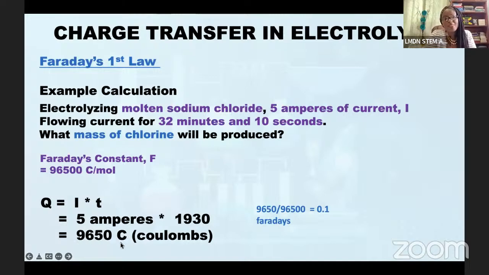That's our Q. That's the amount of electric charge that's flowing through our electrolytic cell, right? So then our next step is to find the equivalent Faradays, because then that can clue us into how many moles of electrons are being moved, really, right?